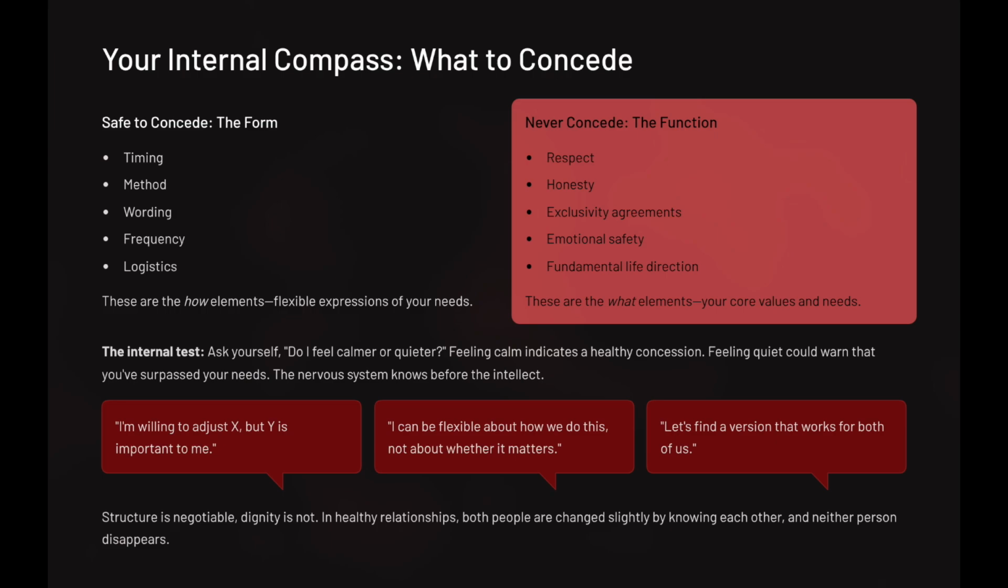As we learned earlier, we focus on the form and not the content. We don't yield or demand, but invite towards co-designing. Healthy concession language sounds like this. I'm willing to adjust X, but Y is important to me. I can be flexible about how we do this, not about whether it matters. Let's find a version that works for both of us. Structure is negotiable, dignity is not. Especially in romantic relations, a healthy concession makes both people changed slightly by knowing each other, and neither person disappears.